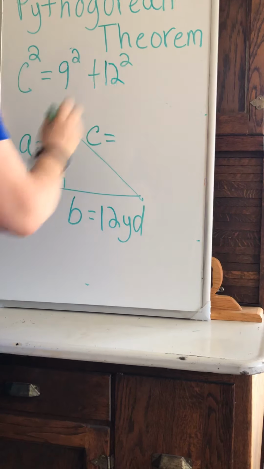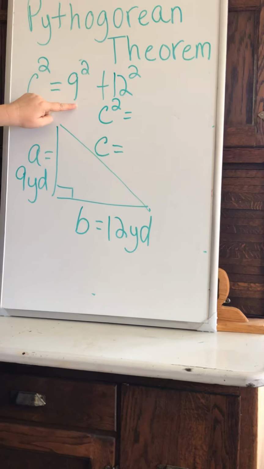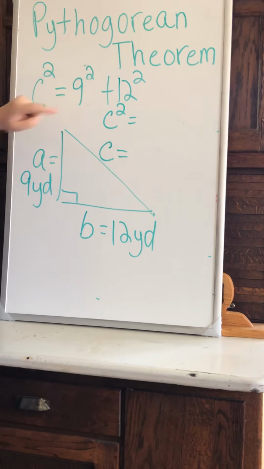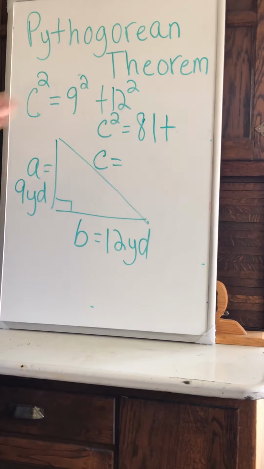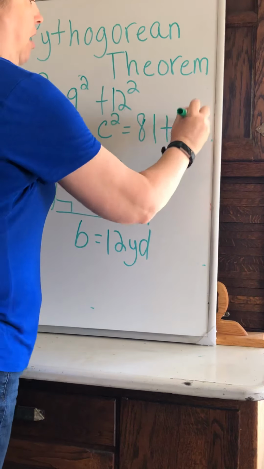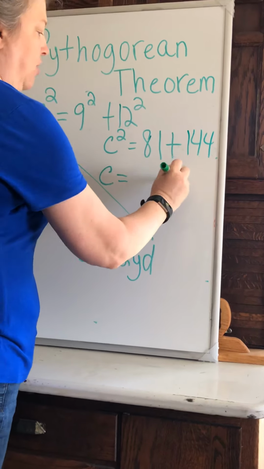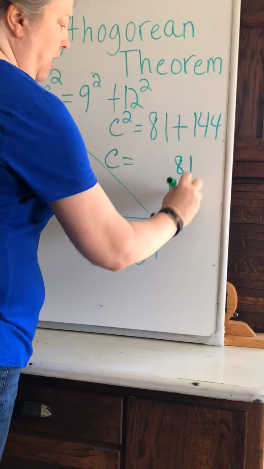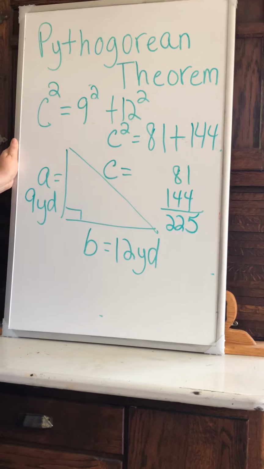Okay, so C squared equals, what's 9 squared? That should be 81, plus 12 squared equals 144. Now, we want to go ahead and add up the 81 and the 144, and you end up with 225.